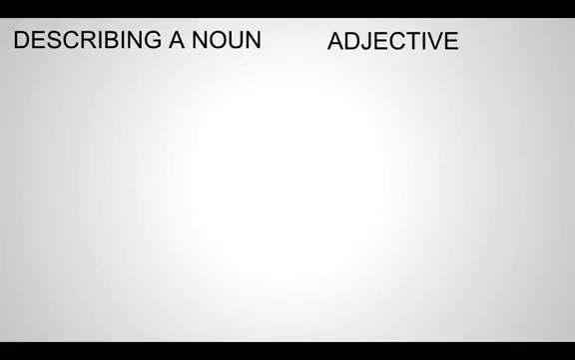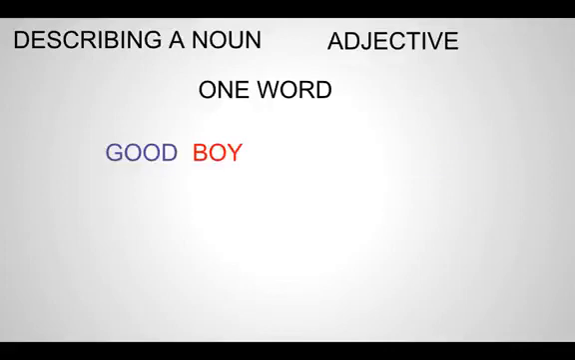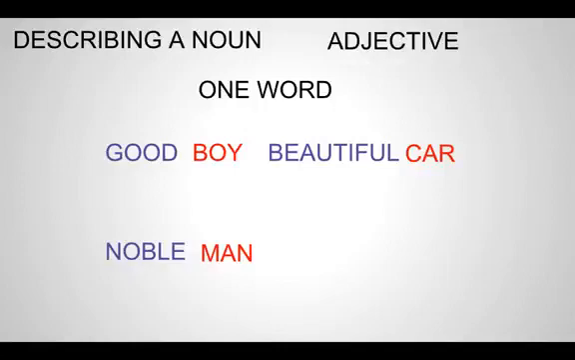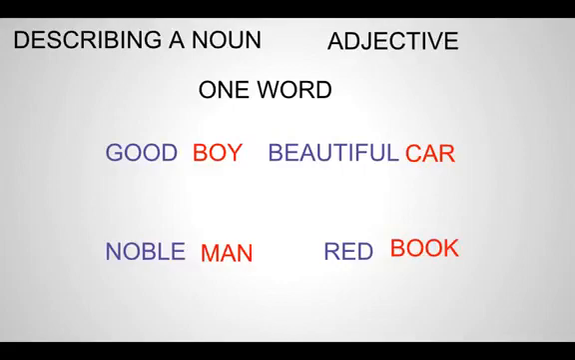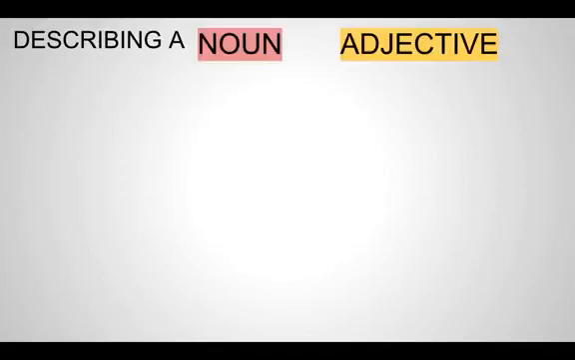Normally this adjective is one word. For example, if we want to say good boy, a beautiful car, a noble man, a red book. Here these words good, beautiful, noble, red are describing these objects. So we have an object or a man or a person or a thing, and you have a description. This description is called adjective. So what do we call this noun and these adjectives in Arabic? This is what we're going to learn. It's very simple, very easy, inshallah.